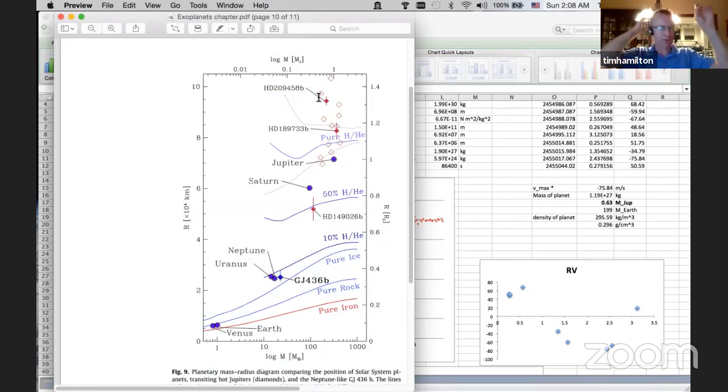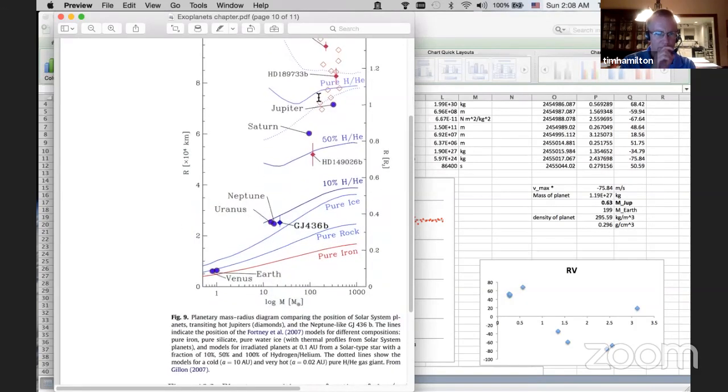It is a very low density planet, and we can assume then that it is probably a nearly pure gas planet. Now, there's another thing though. Now that I realize it, this is probably making an assumption. Yes, look here. Models for irradiated planets at 1/10 of an astronomical unit from a solar type star.